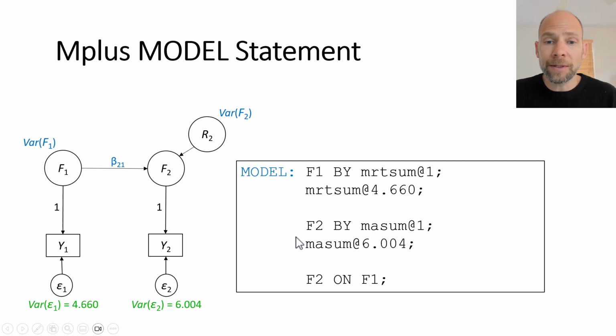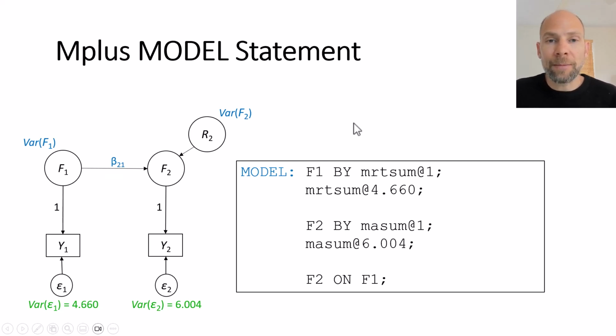And then the same principles apply to the second factor, which is the math sum score. Again, the loading of the single indicator is fixed at 1, and the error variance parameter is fixed at 6.004, so that Mplus doesn't have to estimate those two error variances. And then finally, we have the structural model. F2 on F1 means the math factor is regressed on the mental rotations or spatial ability factor, and that's our latent regression coefficient that will give us here the beta 2,1 estimate.